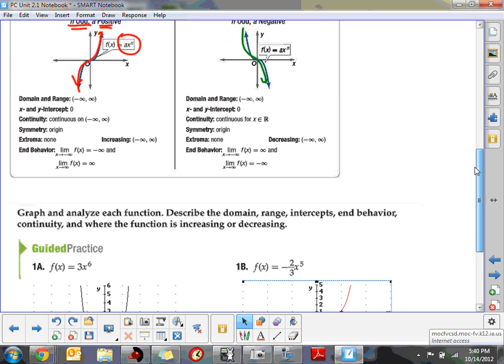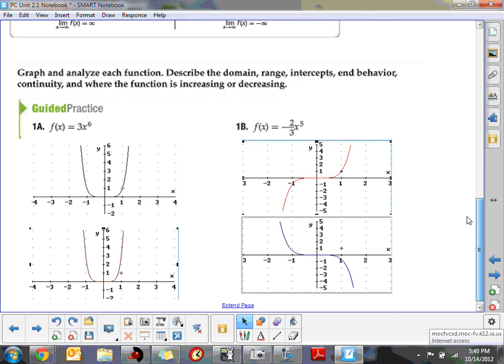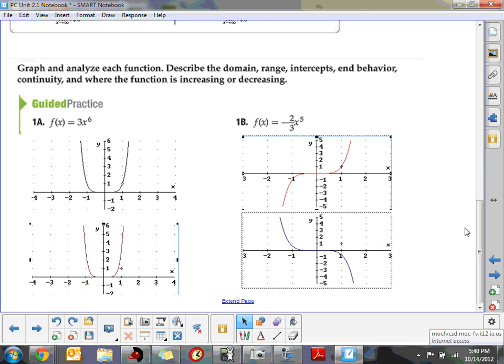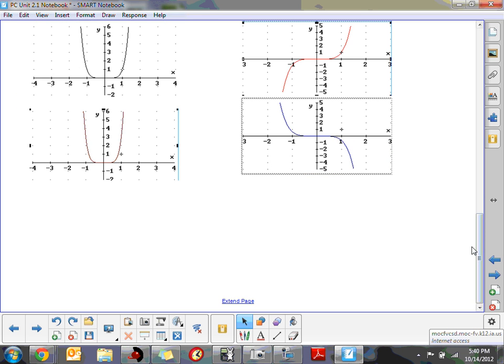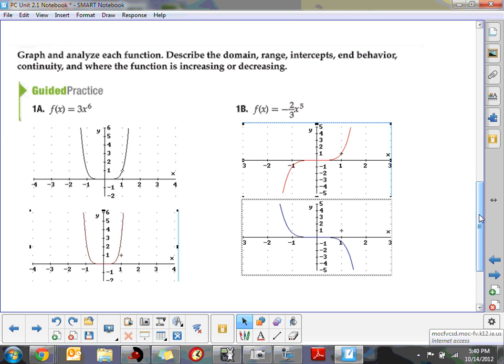So with that in mind, they ask us several questions about these graphs. Here's an example of, well, two examples of what they would like us to be able to do. They want us to graph and analyze each function, describe the domain and range, intercepts, end behavior, continuity, and where the function is increasing or decreasing. So we've got a lot of things to do in here, but they go pretty quickly. And I'll try to make room on this page so we can see everything. Otherwise, I'll probably have to erase, and hopefully through the video you can pick information up. So first thing, just try to think through this a little bit.